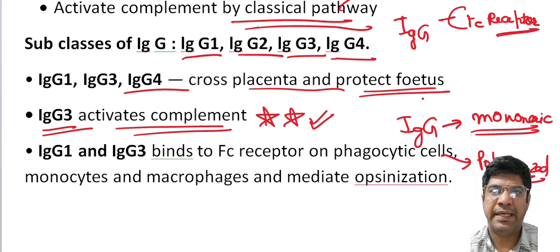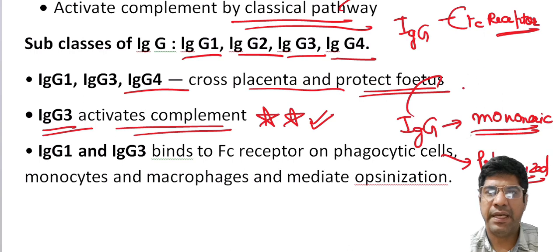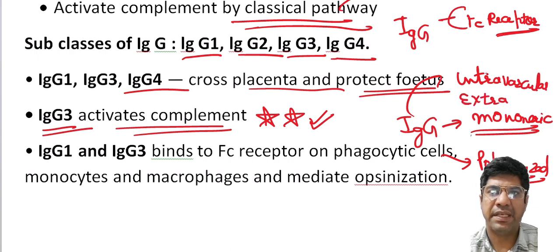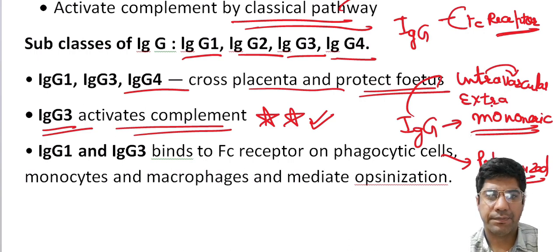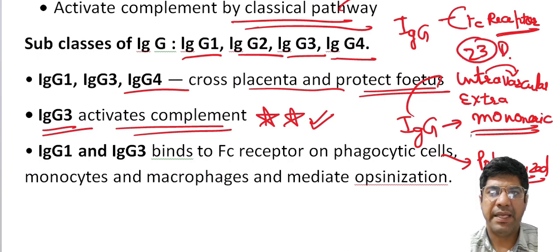IgG is distributed between the intravascular component and the extravascular component. That means inside the blood vessels and outside of the blood vessels of the body. As its half-life is 23 days, it can remain in the bloodstream for an extended period of time.